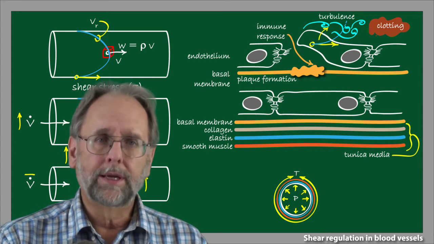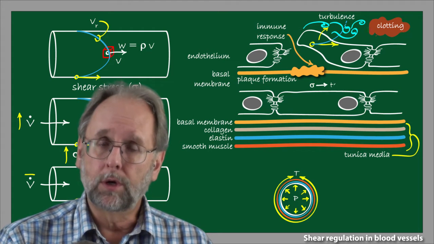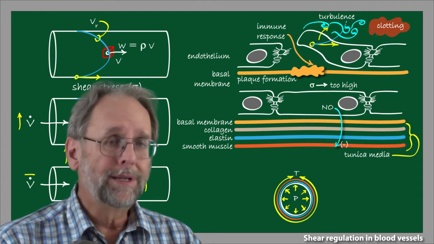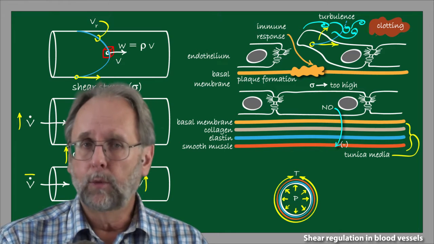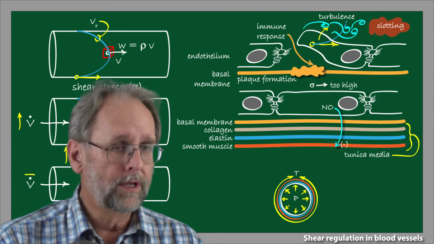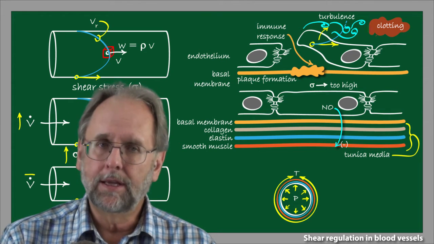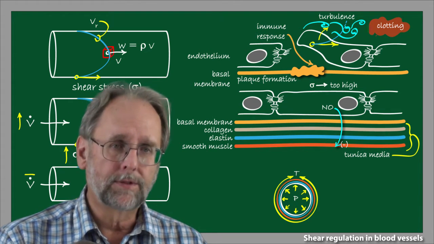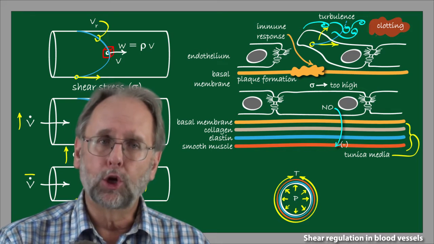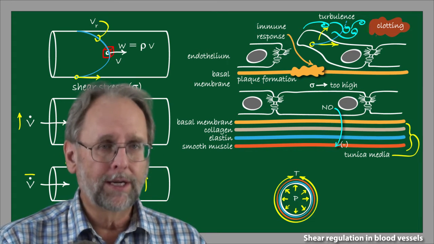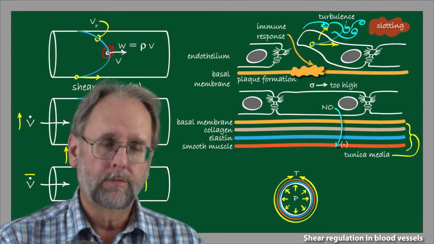If the endothelium experiences shear stresses that are too large, the endothelial cells begin to produce nitric oxide, which is a gaseous transmitter with the chemical formula NO. As an aside, this is not the anesthetic gas you get in the dentist's office. That's nitrous oxide, N2O. This is nitric oxide, NO.